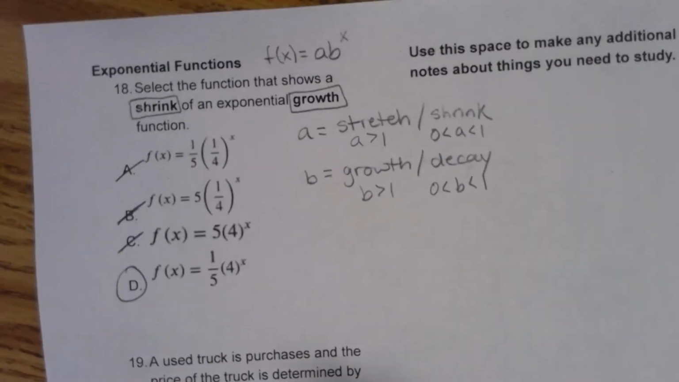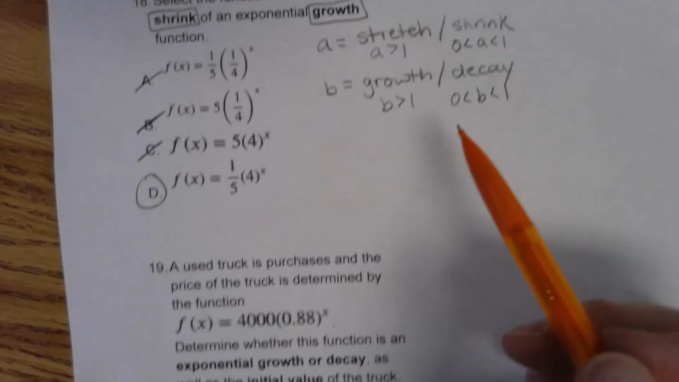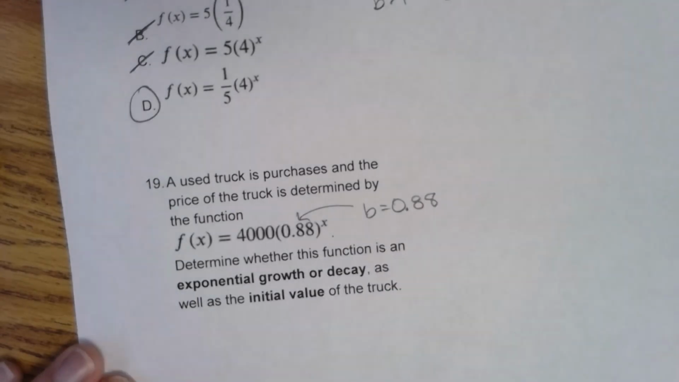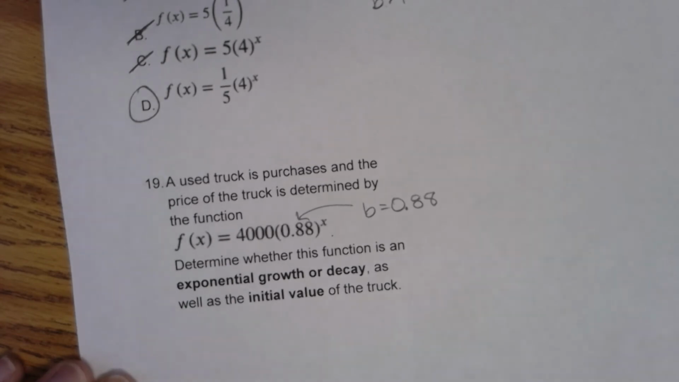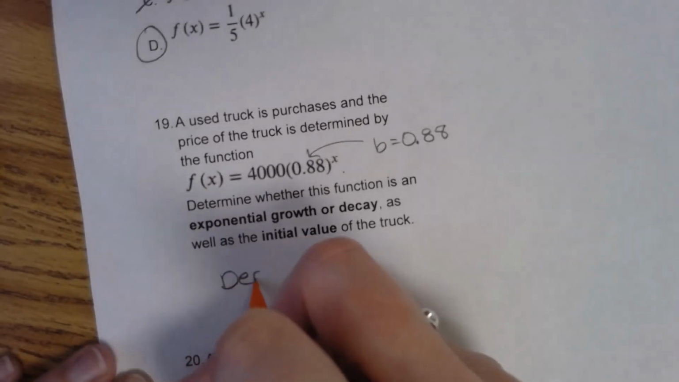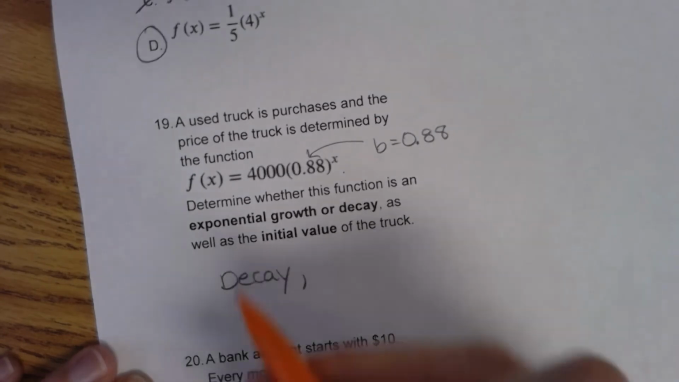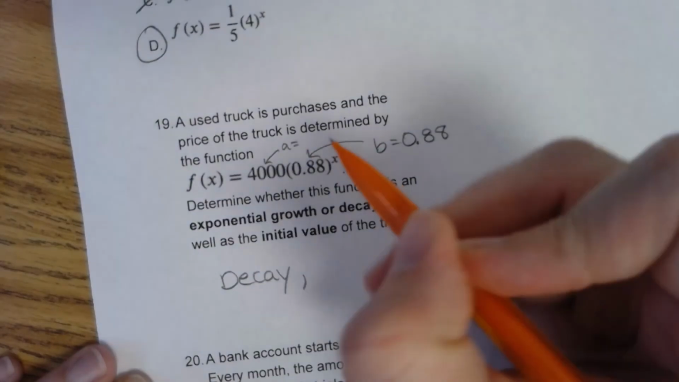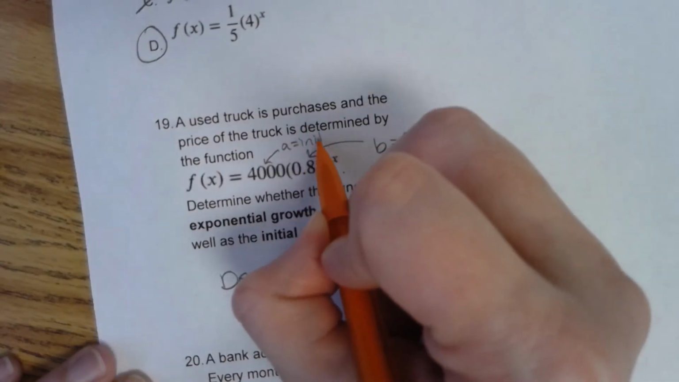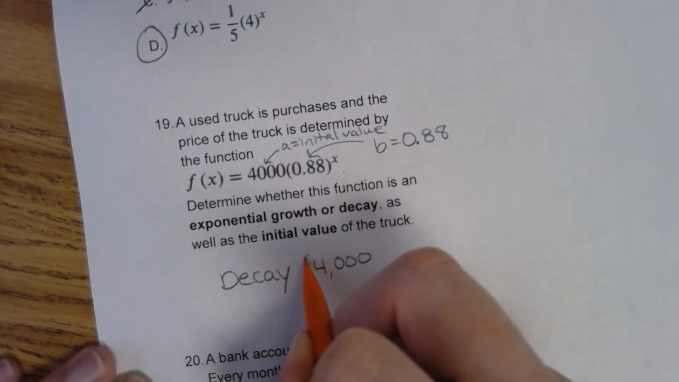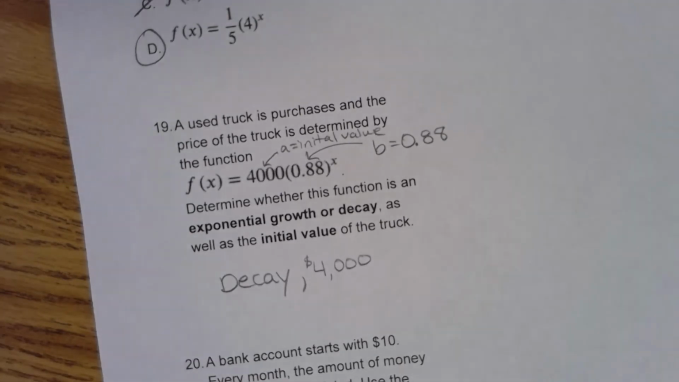Well, going back to growth or decay, we're going to look at our B value. So here, our B value is 0.88. Because that is between 0 and 1, it's less than 1 but greater than 0, so we're going to keep in those fractional or decimal area, then this will be a decay. The initial value is the same as our A value. So this A value is our initial value. So that 4,000. They paid $4,000 initially for that truck.